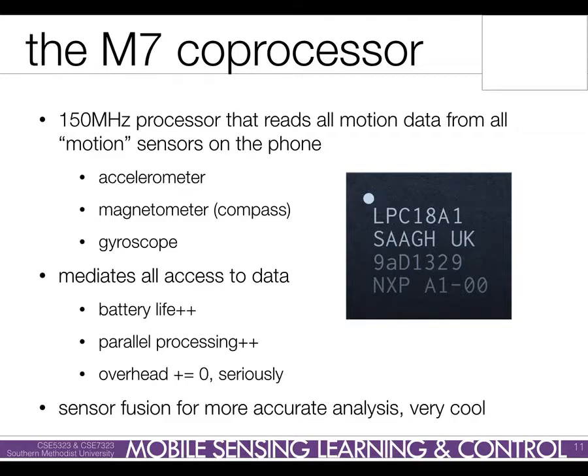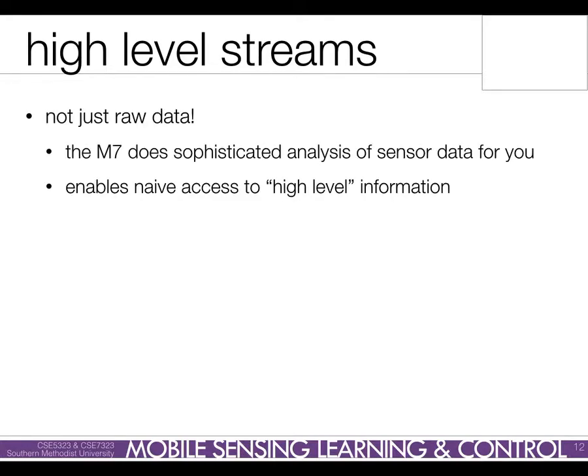It also gives you this really kind of interesting thing for sensor fusion where you can get more accurate analysis. This is very, very cool. So essentially, more accurate analysis means that you have high-level streams that you have access to. So it's not just the raw data. It's not that you just want accelerometer data. The M7 is also doing processing on top of all of that data to enable you to have high-level queries that you can do.